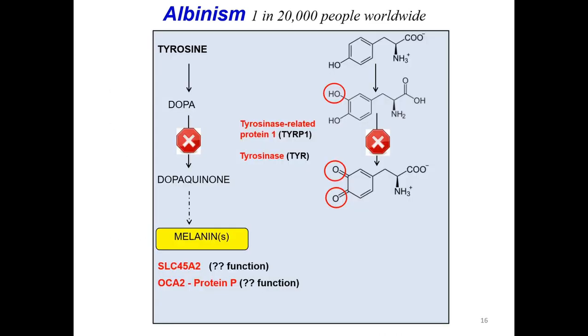So briefly, tyrosine is transformed into DOPA, and then there's another transformation of DOPA to dopaquinone. And this is the reaction that is impaired if there's a mutation in the enzyme tyrosinase related protein 1 or tyrosinase. There are 2 other enzymes that can be mutated in albinism, SLC45A2 or protein P. And we know that the mutations of these 2 are related to albinism, but we don't know much about these proteins in terms of what they do in the synthesis of melanin. So there's research going on for those 2.